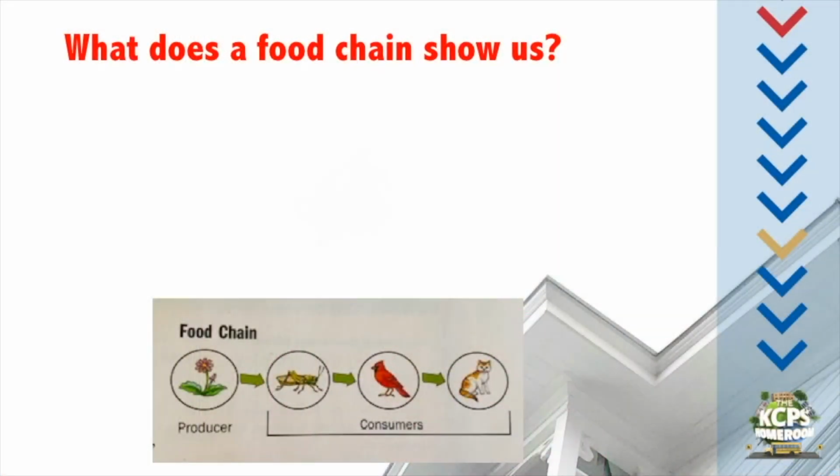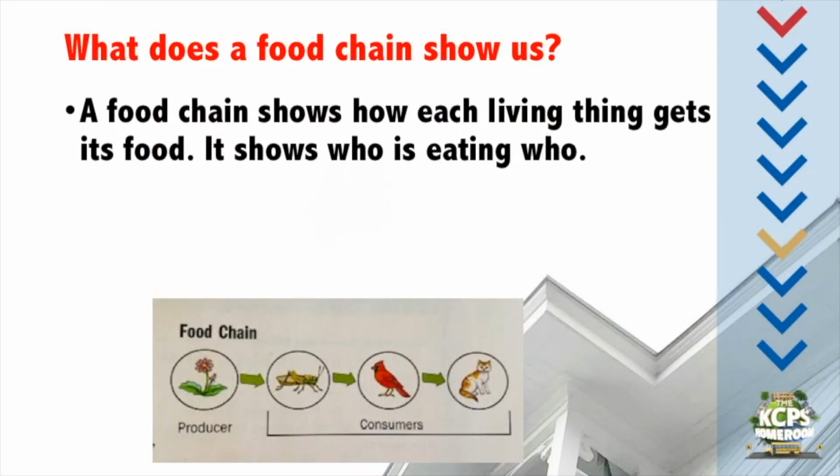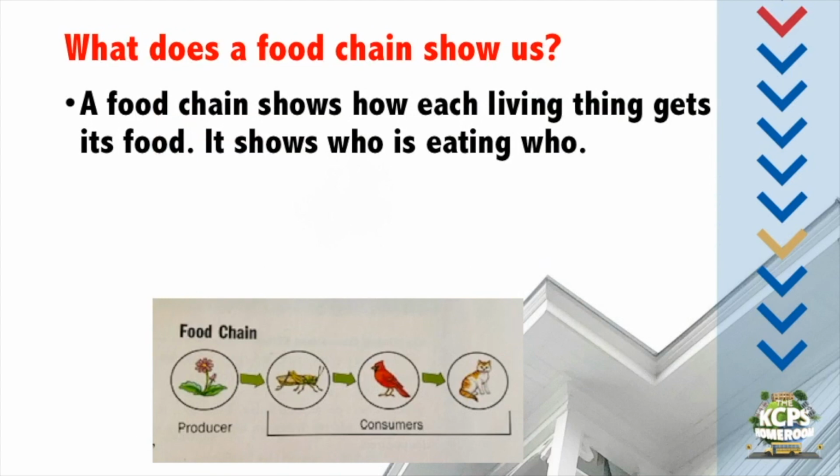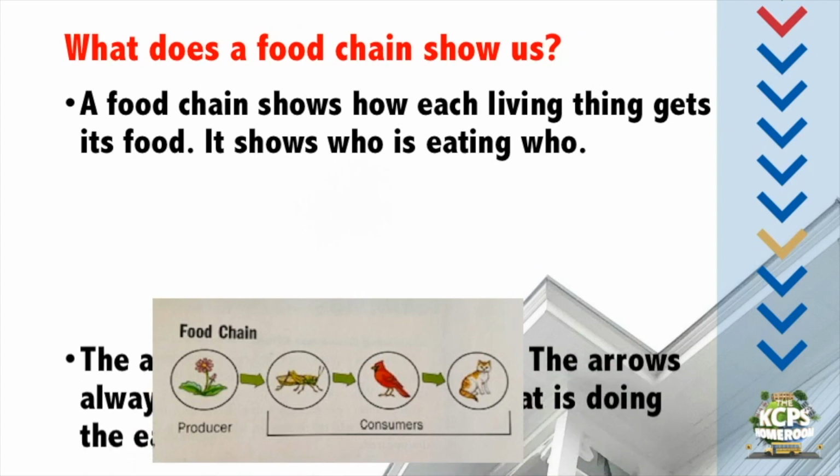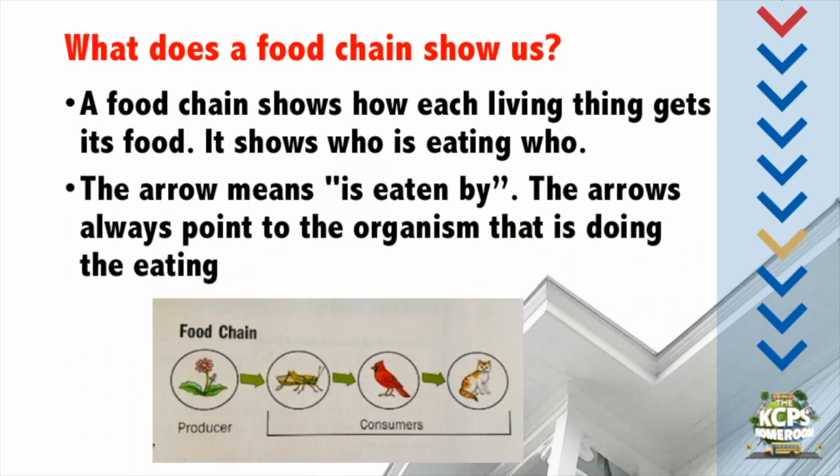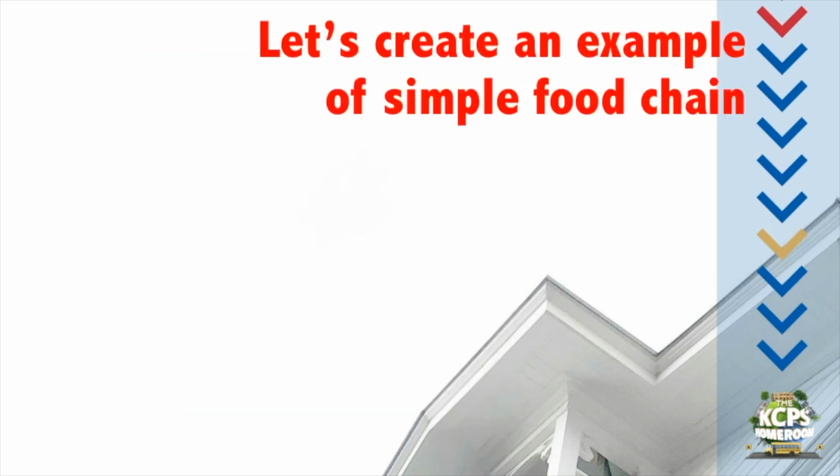What does a food chain show us? A food chain shows how each living thing gets its own food. It shows who is eating whom. The arrow means "is eaten by." The arrows always point to the organism that is doing the eating. Let's create an example of a simple food chain.